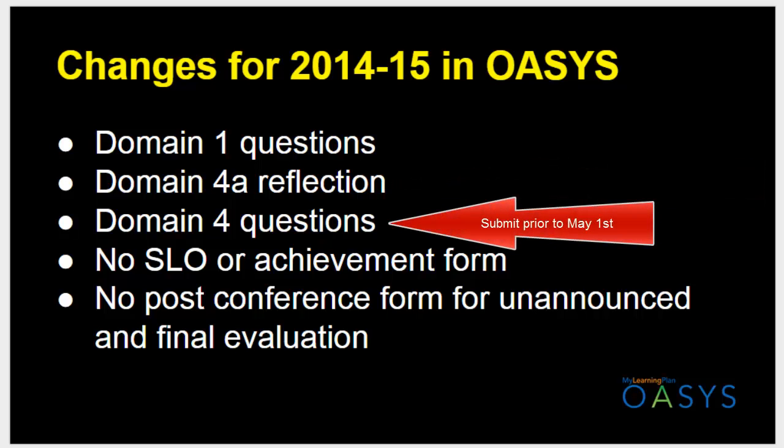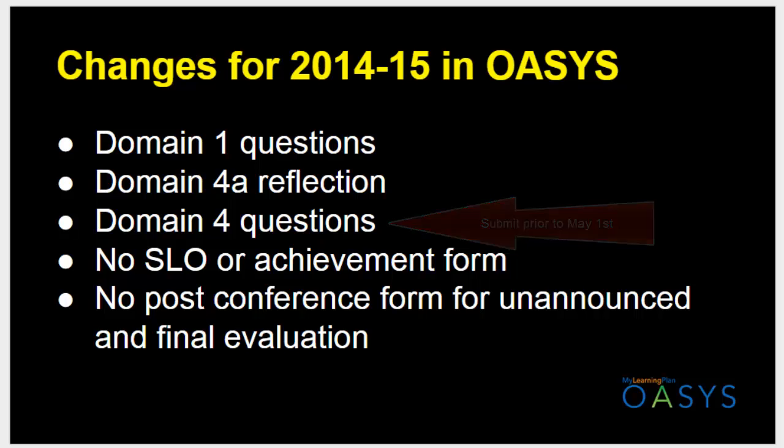A third form will actually be there all year, which is Domain 4, with the exception of 4A, so 4B through F. That is a form that will be available to you at any point throughout the year that you'll be filling in prior to May 1st. The form has to be submitted before May 1st, and then that information gets put onto your final evaluation that will get scored after May 1st.